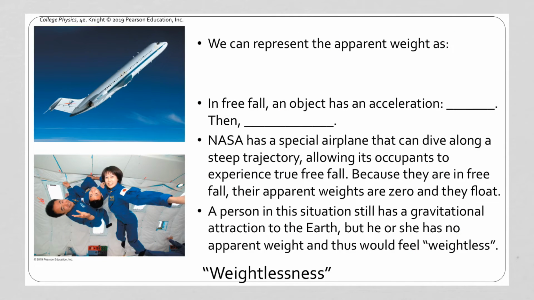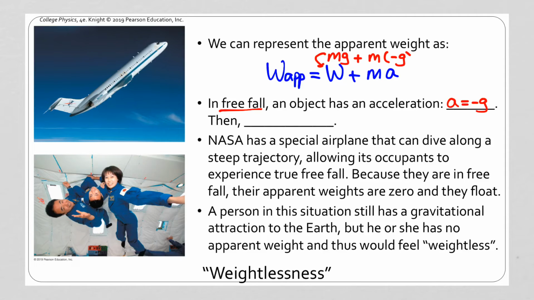We just said that we could represent the apparent weight as being the weight plus mass times acceleration. When this was a positive term, when we're accelerating upwards, we felt heavier. When this is a negative term, because we're accelerating downwards, we felt lighter. If we are in free fall, that's a special case. In free fall, our acceleration is negative g. So what happens in that case is we have mg from our weight plus m times negative g from the acceleration. And so these two terms cancel each other out, and our apparent weight in that case is 0.